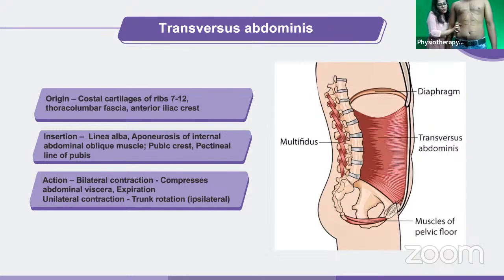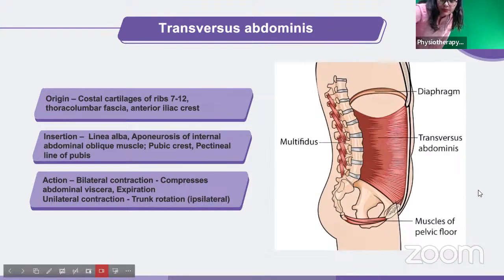Unilateral contraction will lead to ipsilateral rotation. So contraction on this side will cause rotation to the same side. Contraction on this side will cause the rotation to the same side. Only contralateral rotation is done by your external oblique muscle. Okay. So this was about the transversus abdominis muscle.